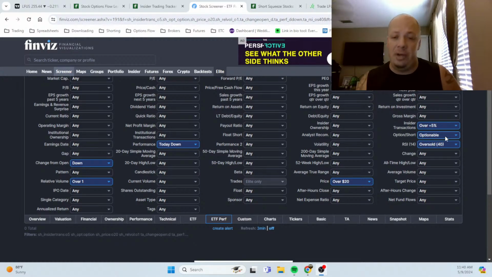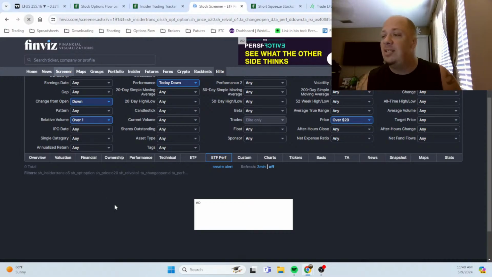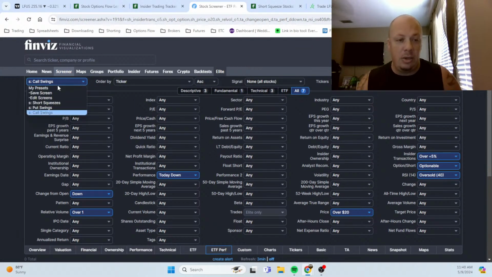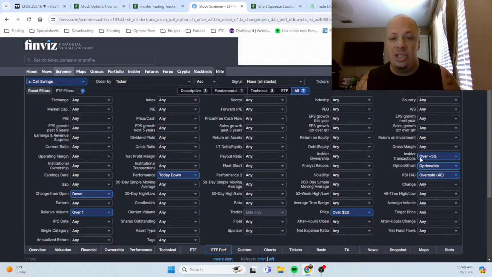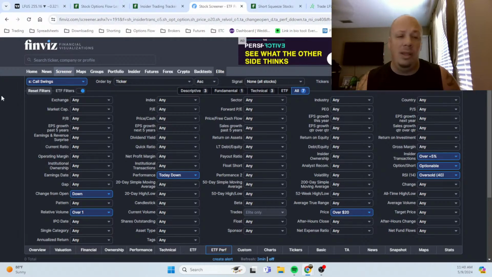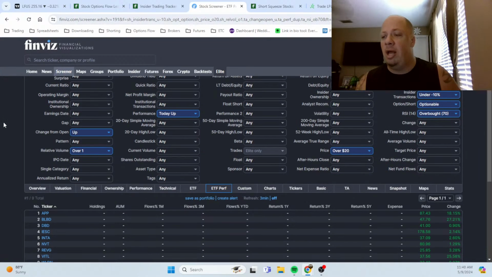Oh, and optionable is very important too because we're doing options. All right, so right here you see the list gave us nothing, nada, no candidates today. That's all right. Change this insider transaction to be like any positives. I like to go at least 5 or 10%. I just like to feel a little more confident that they're withdrawing a lot of their positions.